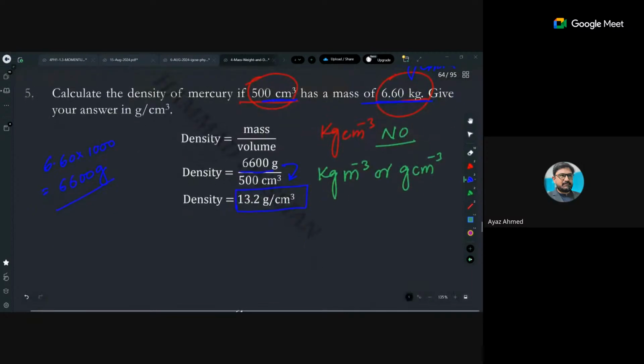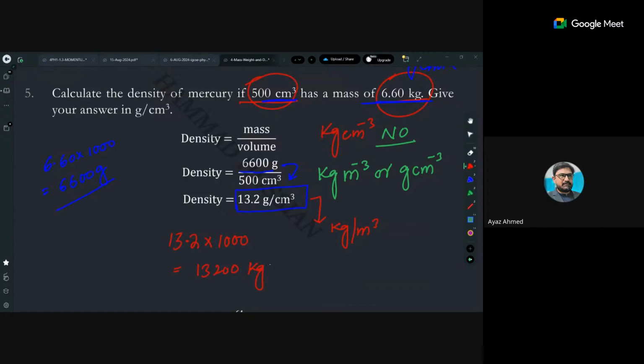Now finally, if the examiner wants you to do the conversion into kg per cubic meter, then no problem. Just multiply this number 13.2 again by 1000, you will get 13,200 and your unit will be kg per cubic meter. That's it. Is this clear? This was what I wanted to make clear to you. Yes, sir, it is. Okay.